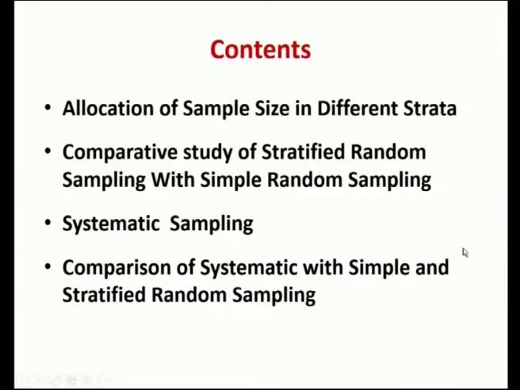Welcome to UGC lecture series on mathematical sciences. In the previous session, we discussed different sampling survey techniques. Also, under probability sampling techniques, we discussed simple random sampling and stratified random sampling. In today's session, I am going to cover allocation of sample size in different strata under stratified random sampling, comparative study of stratified random sampling with simple random sampling, systematic sampling, also comparison of systematic with simple and stratified random sampling techniques. Let us learn some of the notations which we may use in stratified random sampling.